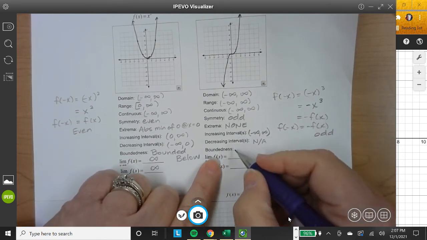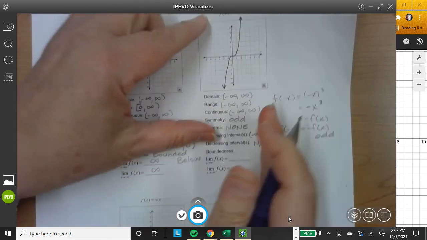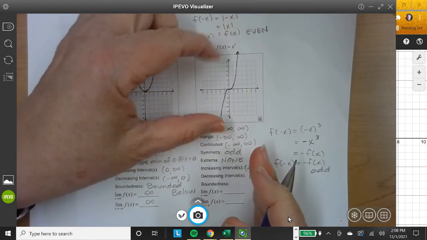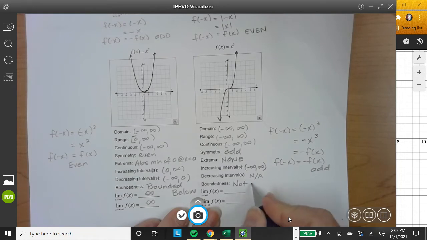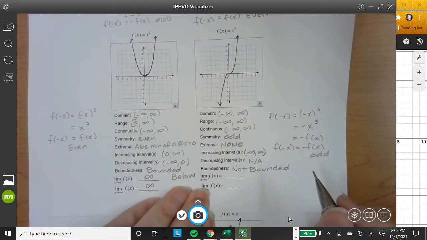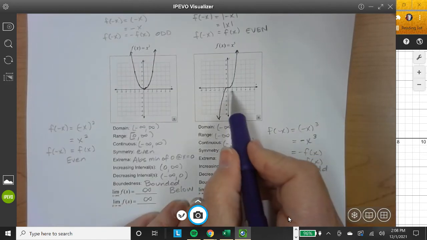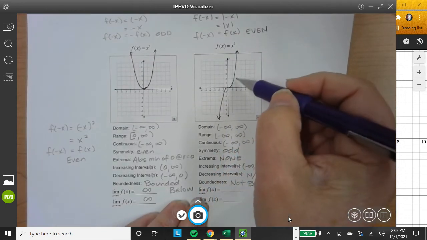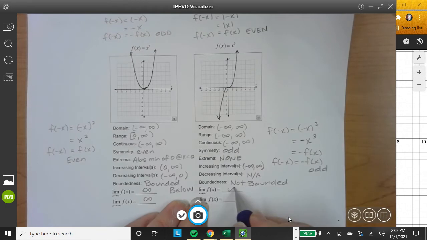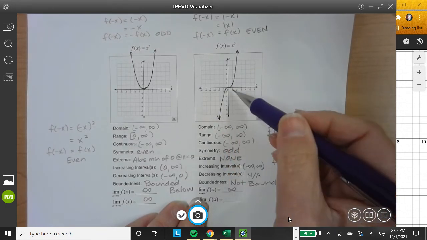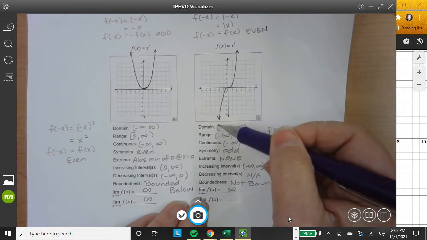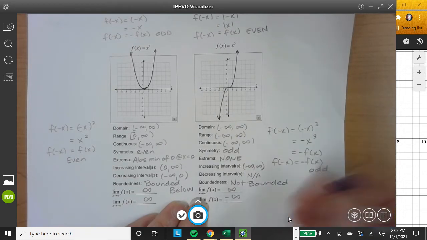The boundedness: are the y's bounded in any way? Meaning, are the y's restricted? No, they aren't. So this is not bounded. The limit as x goes to infinity, that's if x gets bigger and bigger and it goes to infinity, the f of x, or the y's, are going to infinity. The limit as x goes to negative infinity, the y's, or the f of x, is headed to negative infinity.